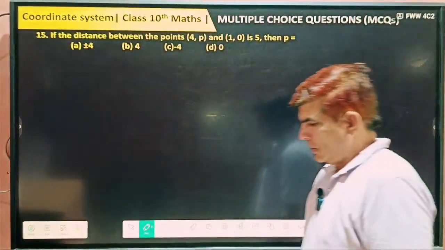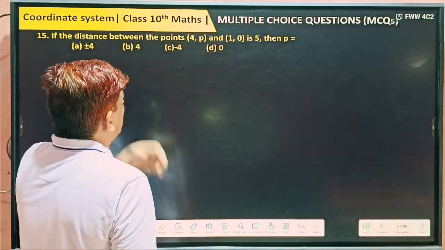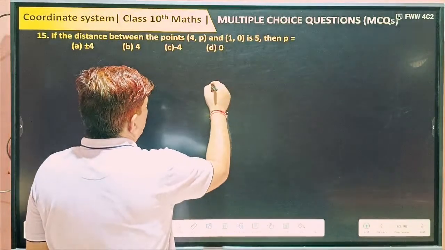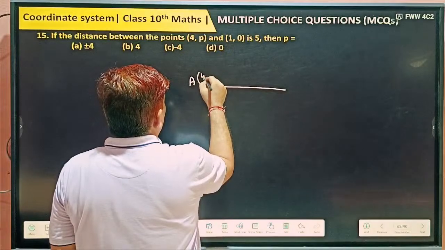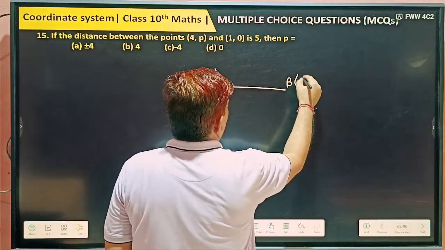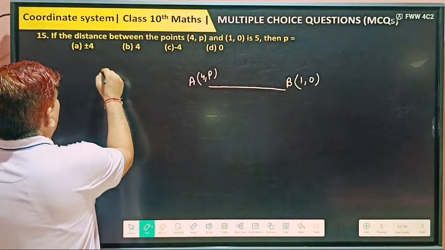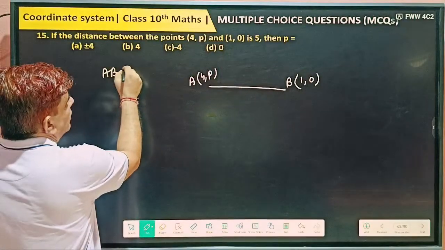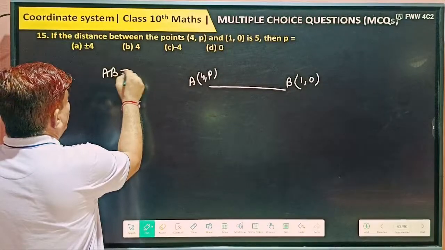Now 15. If the distance between the points is 5, then what's the value of P? Same question repeating. We have taken point A whose coordinates are these. We have taken point B whose coordinates are 1 and 0. And what's given? It's given AB equal to 5 units.